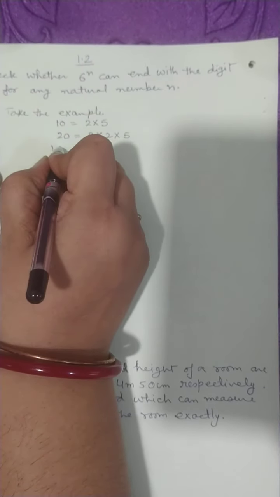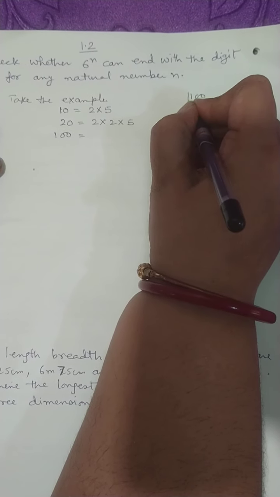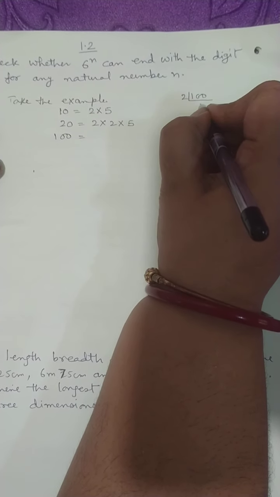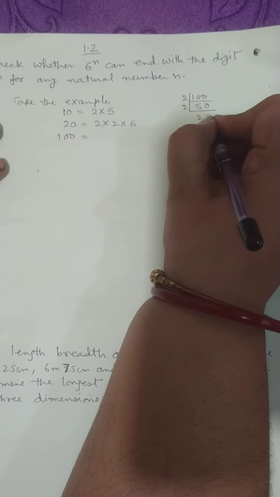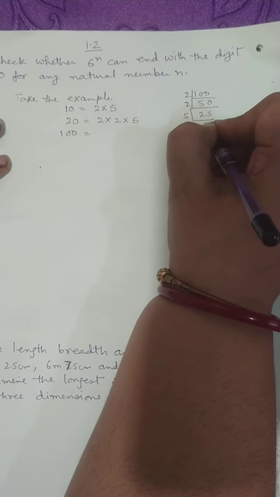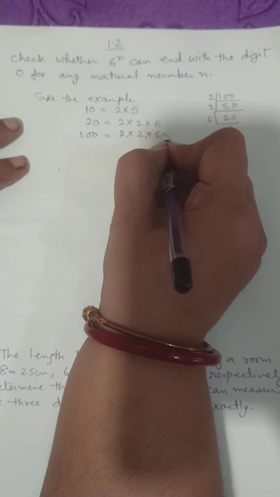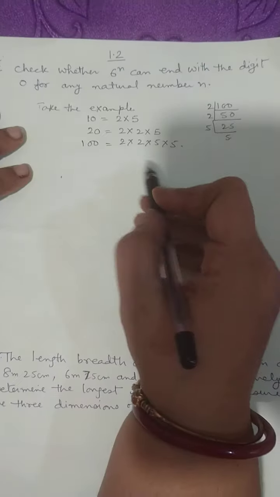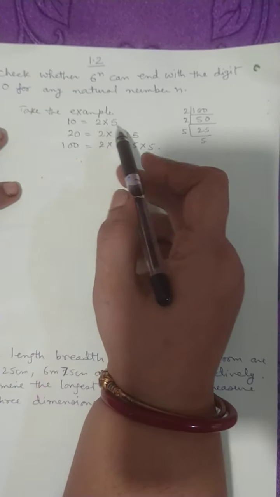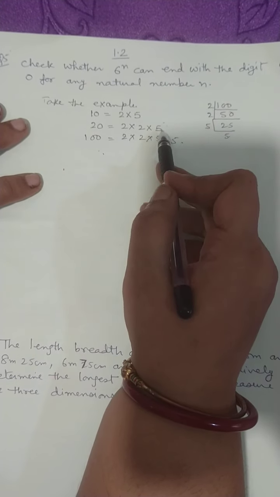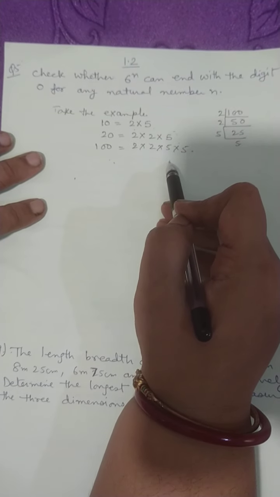Now let us take the number 100. You know how to find the prime factors. Divide by 2, 50, again by 2, 25, by 5, so 100 equals 2 into 2 into 5 into 5. What do we observe here? All these three numbers end with 0, and in the prime factorization we see only the numbers 2 and 5.